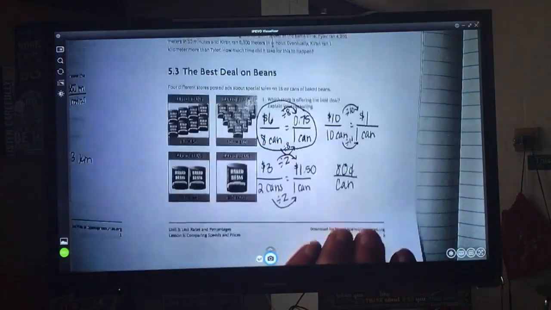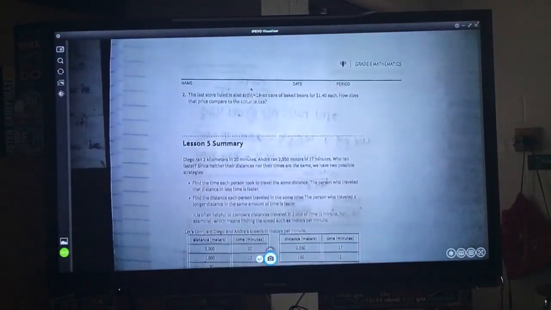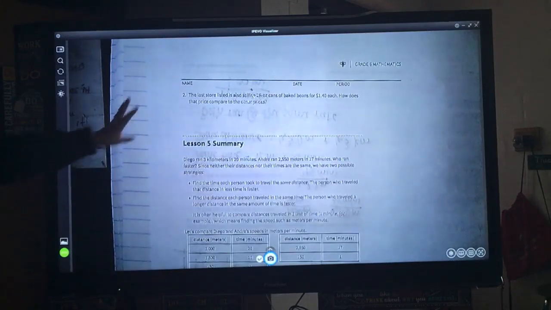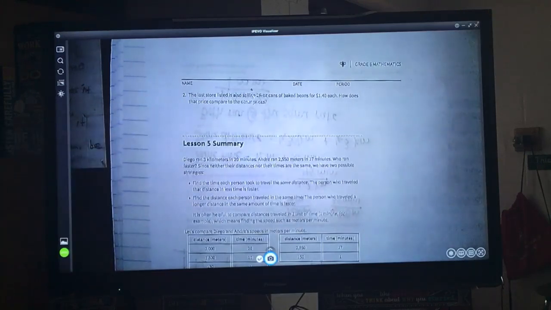flip your paper over. Now this one, you're probably like, Miss Kenny, we just did this, but no, you didn't. On the front side, you found how much per what? Per can, right? So for this one, you have to figure out how much per ounce, not per can. All right, so I'm gonna give you like 3 minutes.